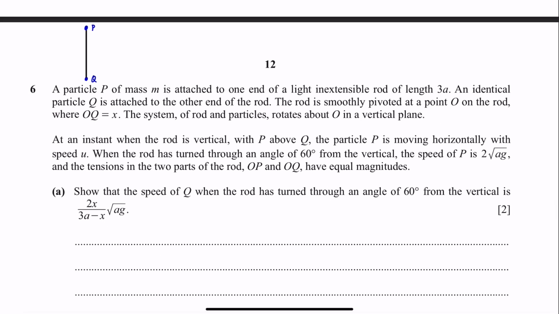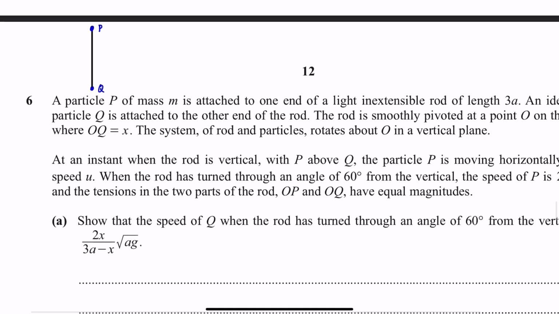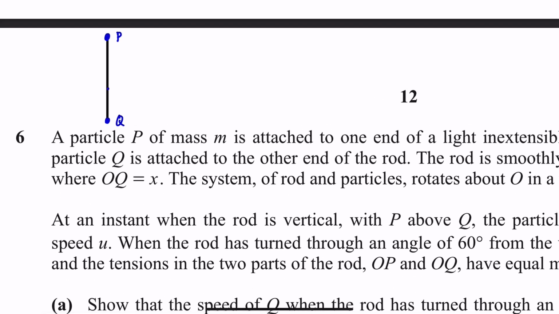It's smoothly pivoted at a point O where OQ equals x. So let's say O is here. This would be x and this would be 3a minus x. So we can draw a circle.